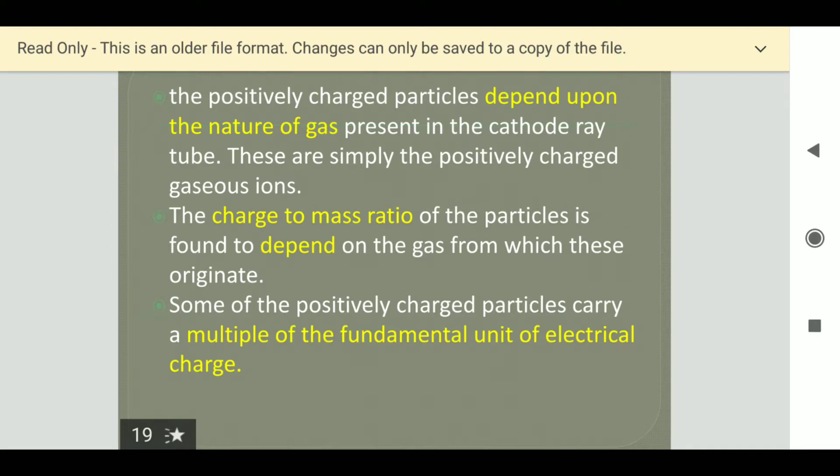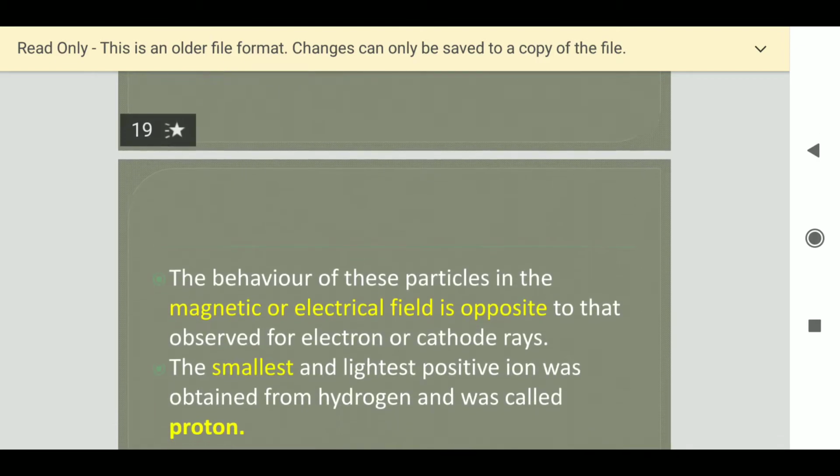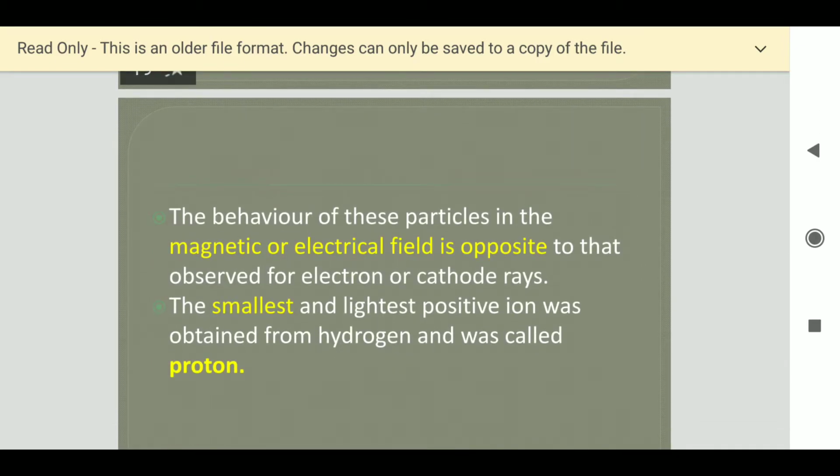Some of the positively charged particles carry a multiple of the fundamental unit of electrical charge. The behavior of these particles in a magnetic or electric field is opposite to that observed for electrons or cathode rays. The smallest and lightest positive ion was obtained from hydrogen, and it was known as the proton.